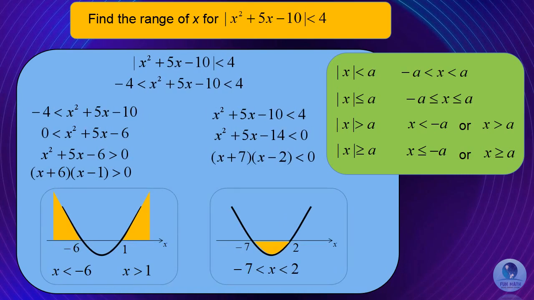Look at this question. Modulus x squared plus 5x minus 10 is lesser than 4. If you look closely at the formula given, you will get x squared plus 5x minus 10 is greater than negative 4 but lesser than 4. Since you have two simultaneous inequalities, you need to split them into two and just follow the same steps as I mentioned to you earlier in the previous question.